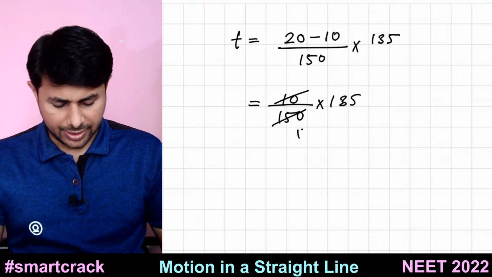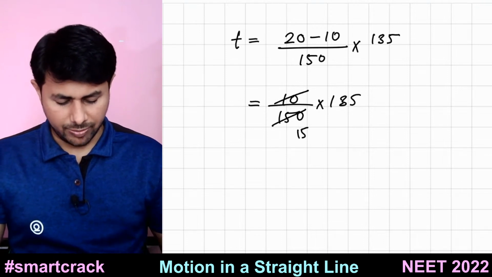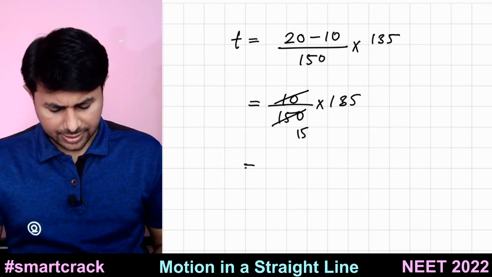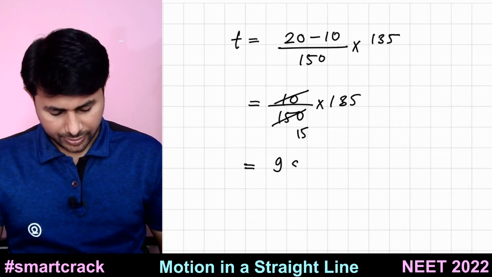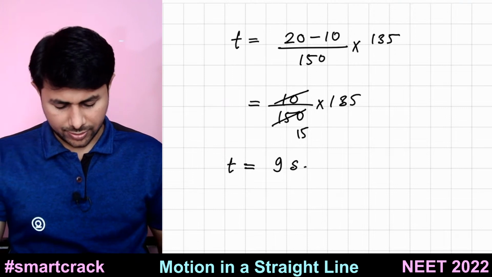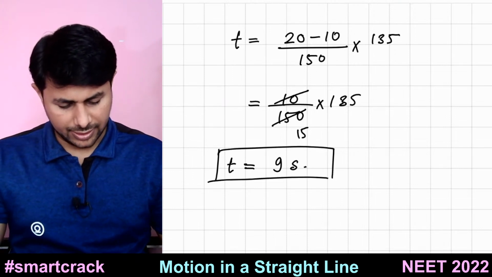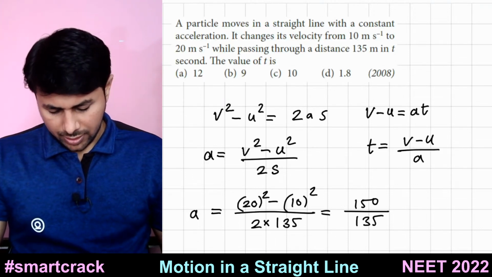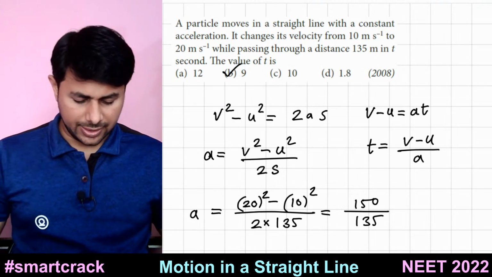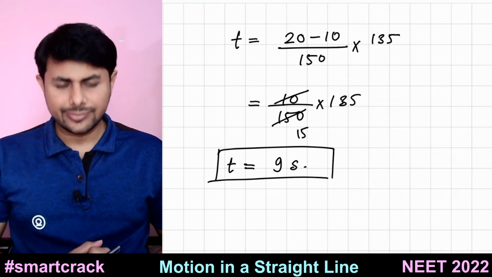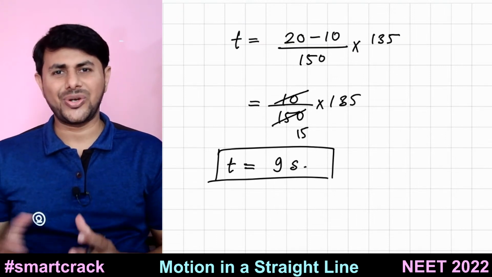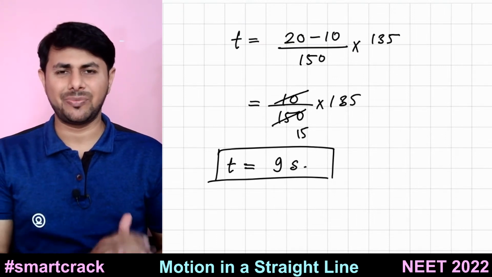150 divided by 10 gives me 15. So 15 times how much is 135? I guess it is 9. 15 nines are 135. So t equals 9 seconds is the answer. Alright, so option B is the answer. And yes, this is how we solve problems based upon one-dimensional motion.